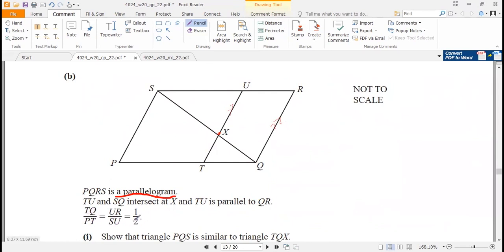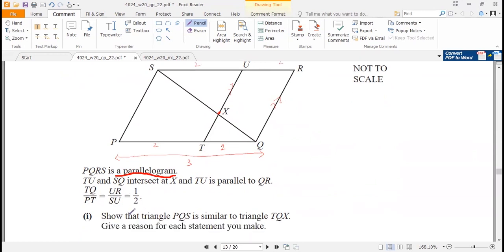PQ upon PT. PQ is 1 and PT is 2. It means that PQ will be 3. Similarly, UR is 1 and SU will be 2 and SR will be 3.